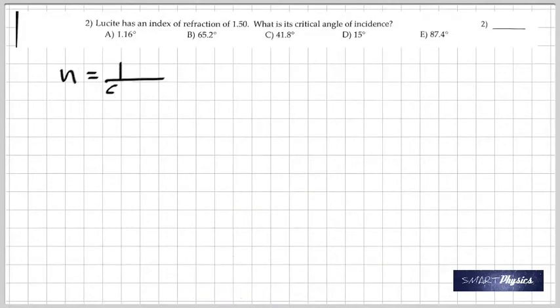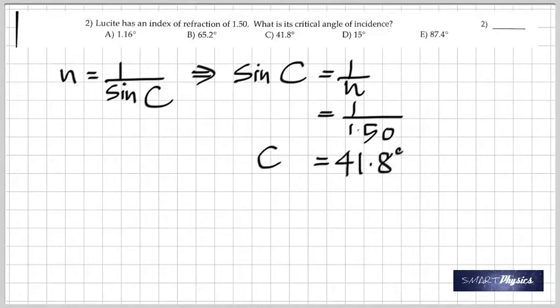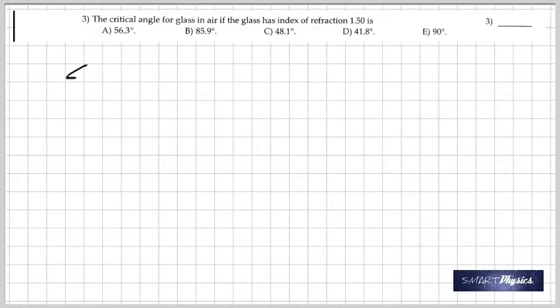Here, just direct. Use n is equal to 1 by sine c to find the critical angle. (41.8 degrees). Again, same thing, you have to find the critical angle.